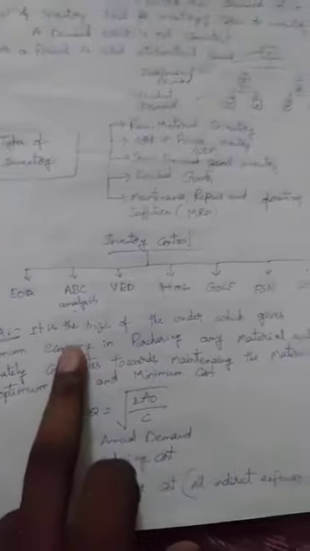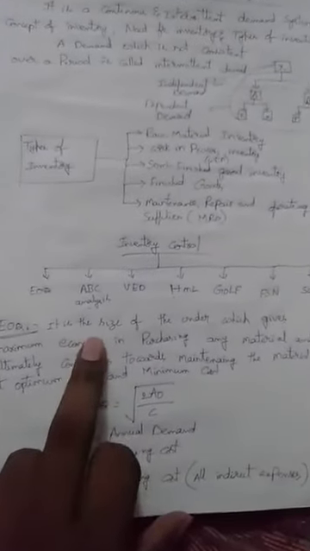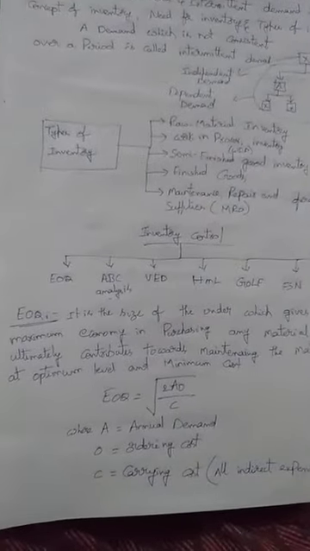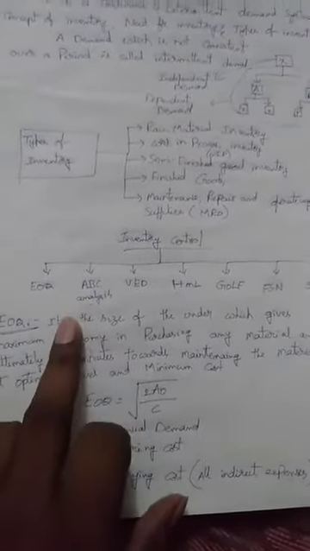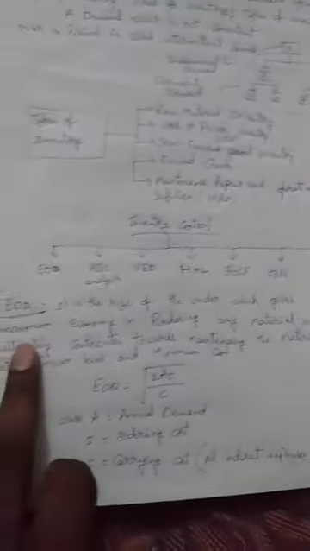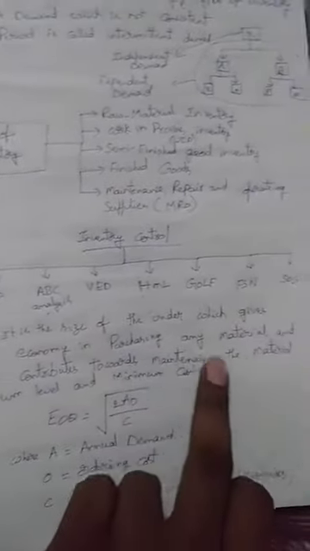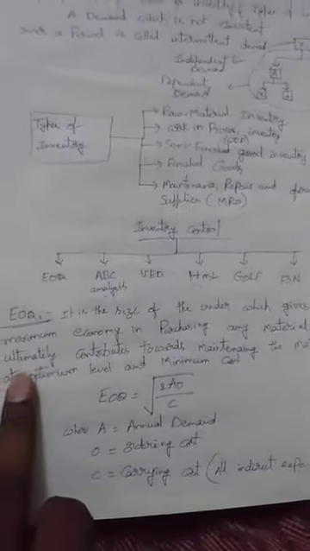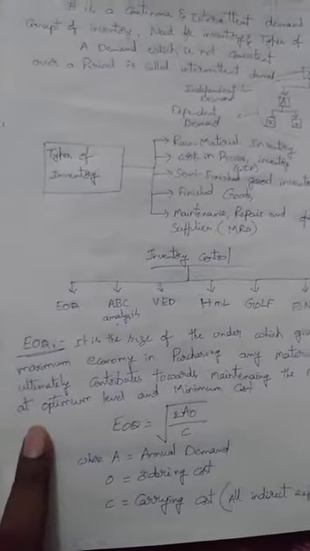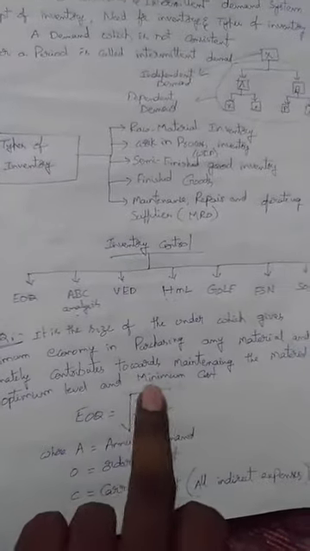In inventory also, EOQ analysis is useful to decide how much raw material cost should be incurred. It is the size of order which gives the maximum economy in purchasing of any material and ultimately contributes towards maintaining the materials at the optimum level of production and minimum cost.